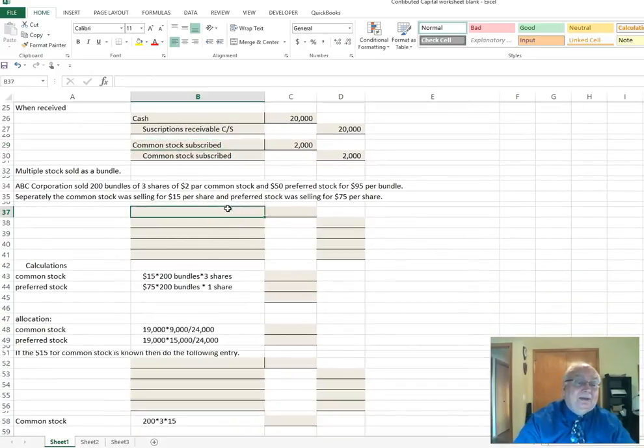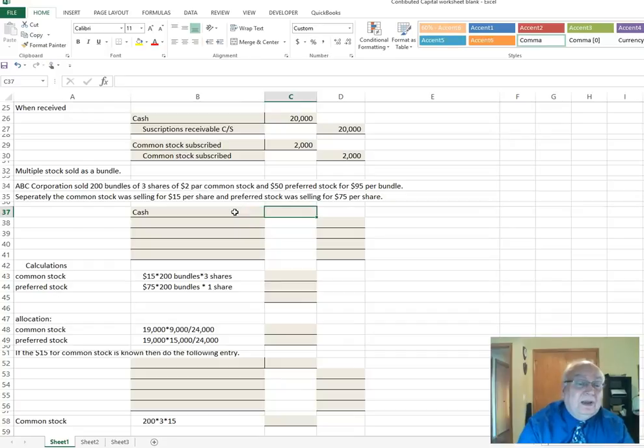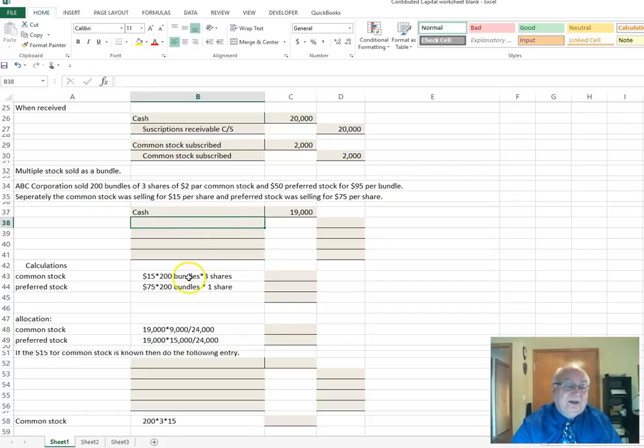Okay, now sometimes it's bundled. So ABC Corporation sold 200 bundles of 3 shares of $2 par common stock and 1 share of $50 par preferred stock for $95 per bundle. Separately, common stock was selling for $15 per share and the preferred was selling for $75 per share. Okay, so the first thing we really need to do is... This is the cash, right? We're going to sell it for cash, and we sold the 200 bundles times $95. So we sold it for $19,000.